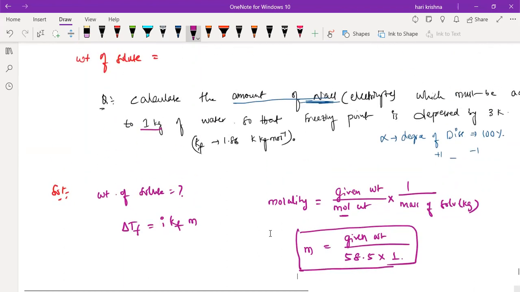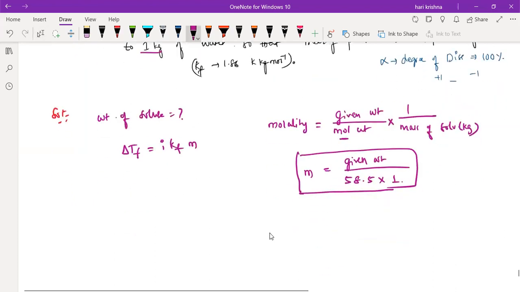Now, they mentioned clearly NaCl. We know NaCl is an ionic compound. So when you dissolve the ionic compound in the water, what will happen? It will break into Na plus 1 ion and the Cl minus 1 ion. Clear this one? Yes or no? When you dissolve the ionic compound in the water, it will break into ions.